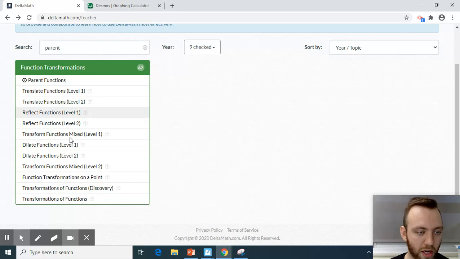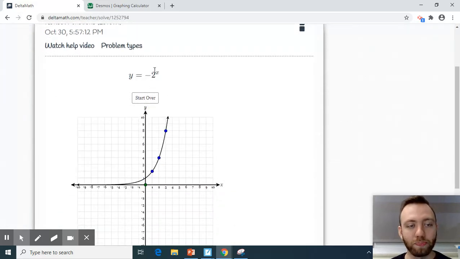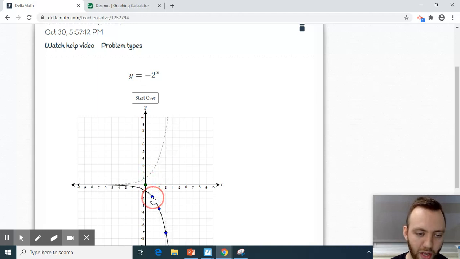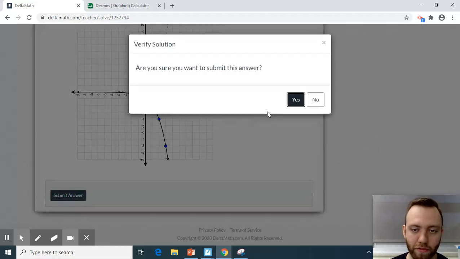Now let's do a couple of the level 2s where we got multiple things going on possibly. Okay, so now we have an exponential, right? And this negative is on the outside. When it's on the outside, you're saying take whatever was positive and make it negative. And notice here, since I was at 1, 2, I want to match 1, negative 2, because I wanted to make that positive 2 negative.